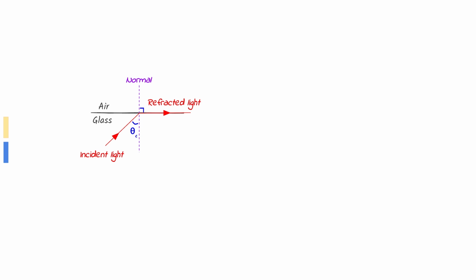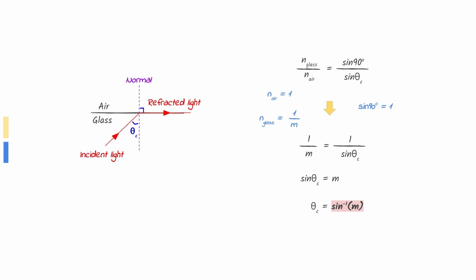Now let's focus on the critical angle. A critical angle occurs when the ray from a more dense medium, in this case the glass, refracts at 90 degrees to a less dense medium, in this case the air. Use the same equation from the data booklet. Now the angle in the air is 90 degrees and the angle in the glass is the critical angle. Substitute in all the information that we know. Rearrange to find the critical angle in terms of m.